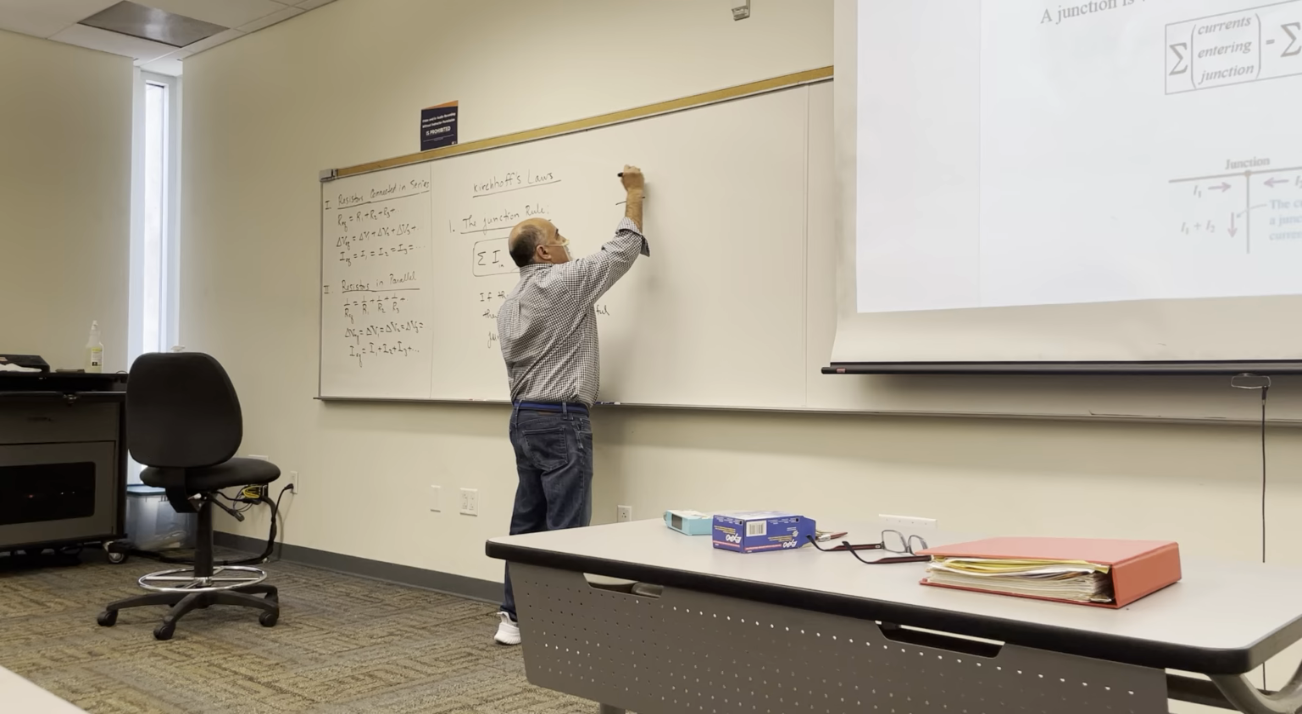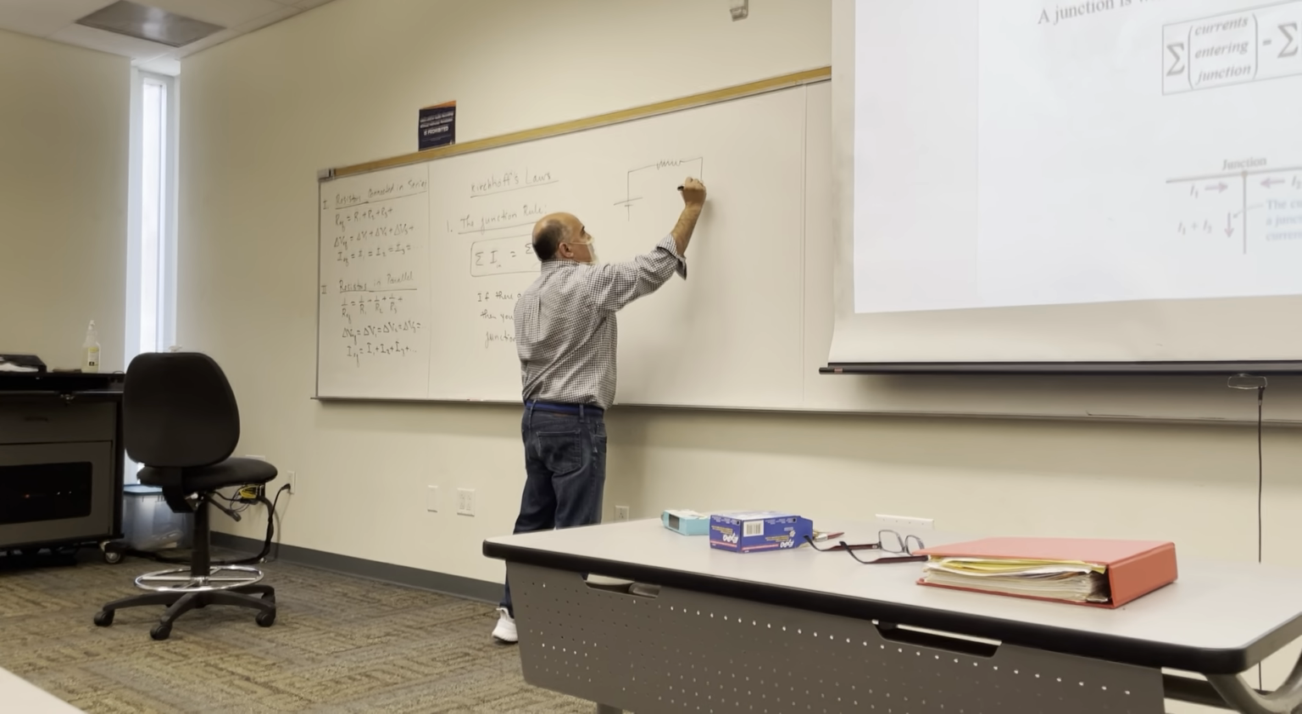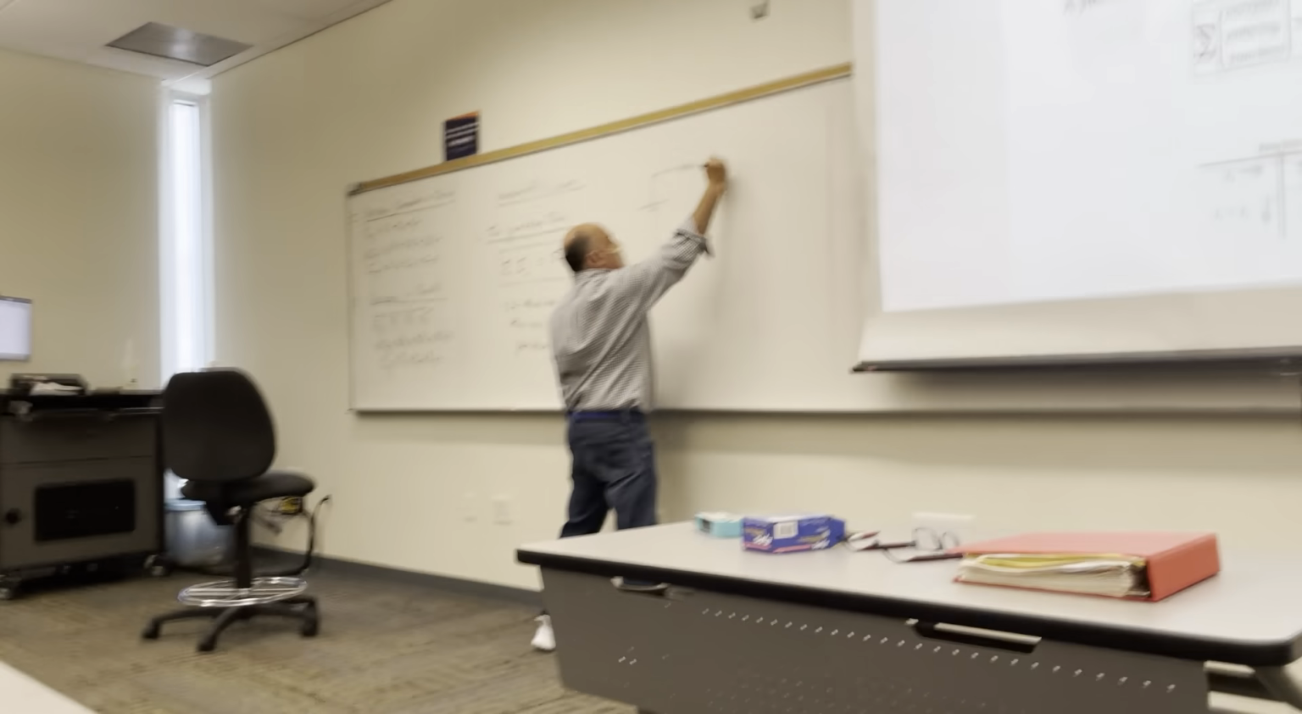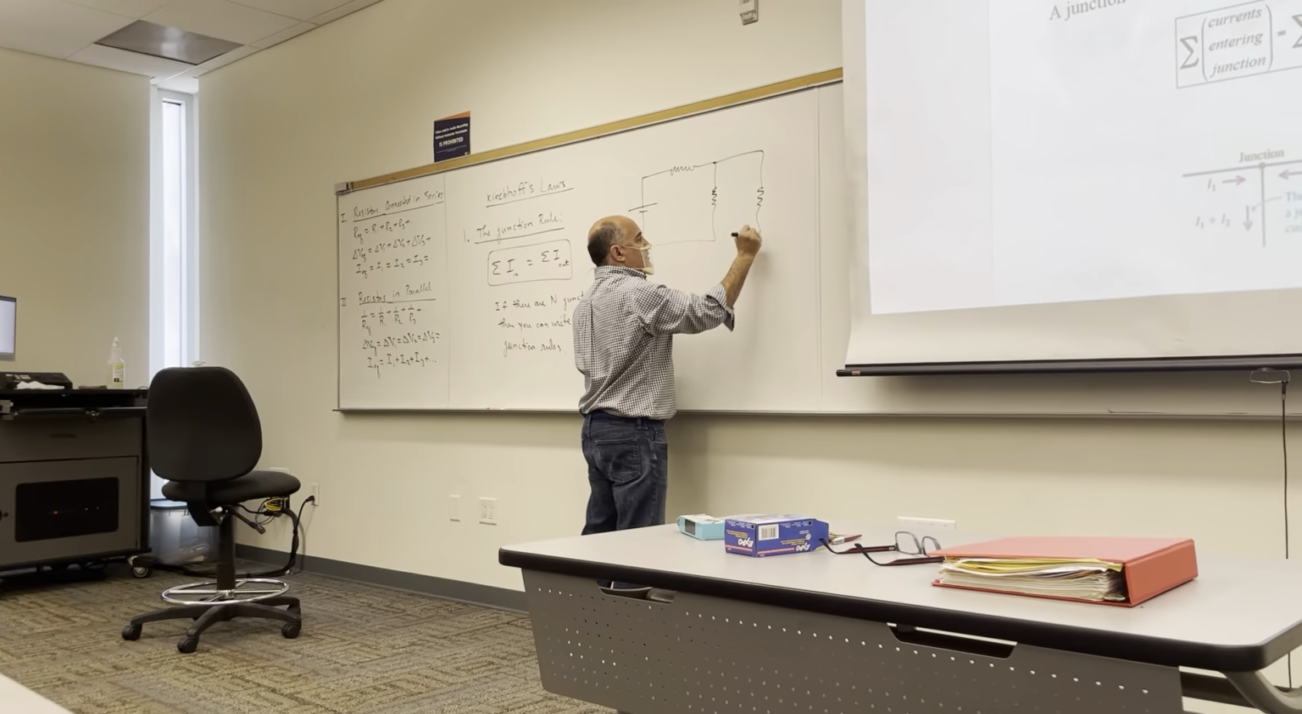So for example, in the circuit that we just finished analyzing, we had a battery, a resistor, another resistor, right? This was junction A and this was junction B, right? How many junctions do we have in this circuit? Two. So we can only write one useful junction rule.